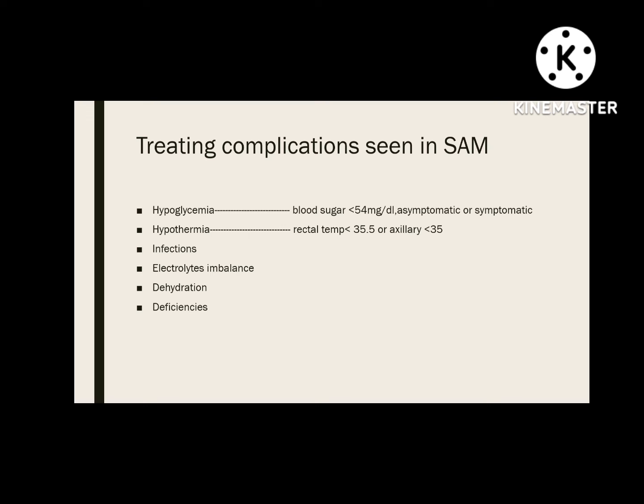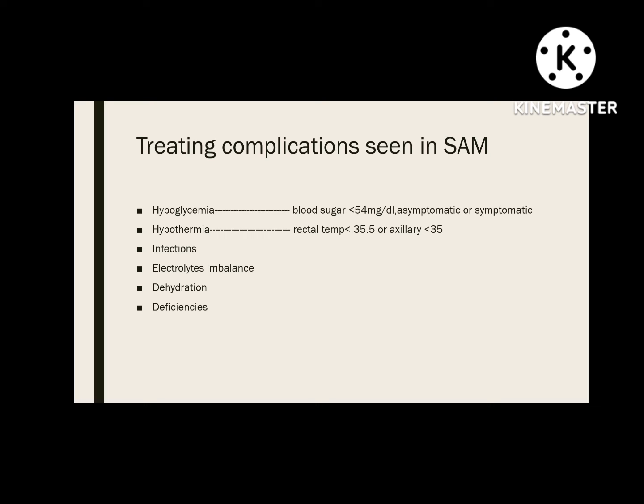We see whether the child is symptomatic or asymptomatic. Symptomatic in the sense that it is convulsing or having palpitations, sweating, etc. When the child is asymptomatic, we can give him oral feeds, like oral feeds of dextrose. 50 ml of dextrose can be given orally, or if it is not accepting orally, we can give it by nasogastric tube.